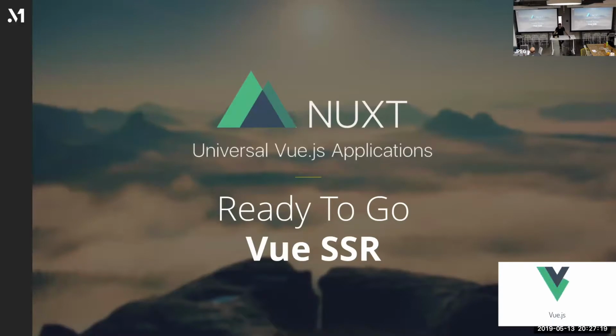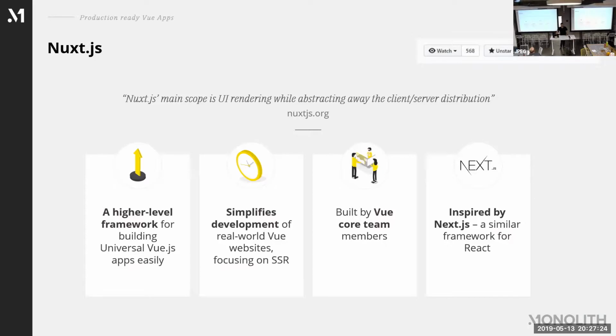So that's Nuxt, and what I want to talk about. Nuxt is basically a higher level framework. It means it's built on Vue. It's Vue, and you write in Vue. And it simplifies development, especially in SSR, server-side rendering, especially in universal apps, but also in many other forms. It's built by Vue core team members and the Chopin brothers, 2 brothers that build it, and inspired by NextJS. NextJS is a similar framework for React.